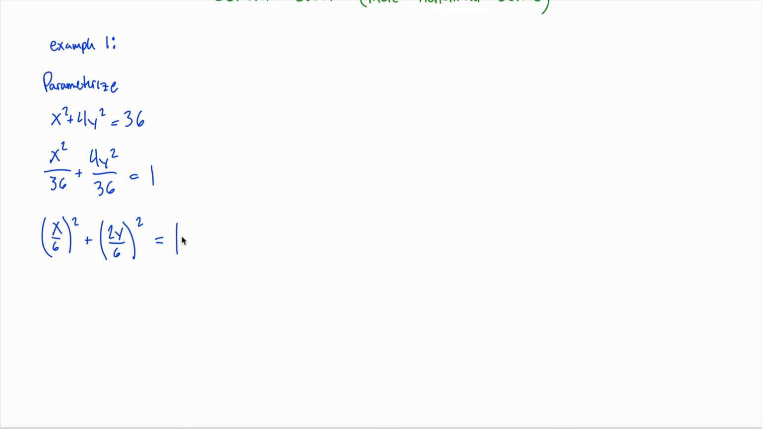Why is it so important that it's equal to 1? Because now we can use our Pythagorean identity that sine of some angle squared plus cosine of some angle squared is always equal to 1. So I can choose between these two parentheses and set one equal to sine of t and the other one equal to cosine of t. Either way works, but a little hint from your teacher is always set your x coordinate equal to cosine. It'll make things easier. So the cosine of t would be equal to x over 6, and the sine of t would be equal to 2y over 6.